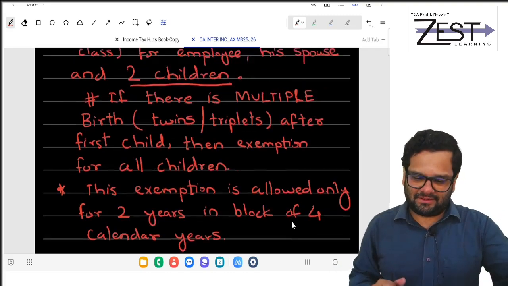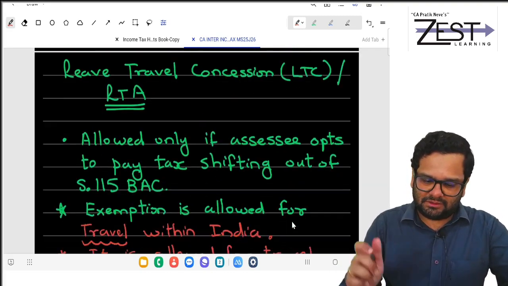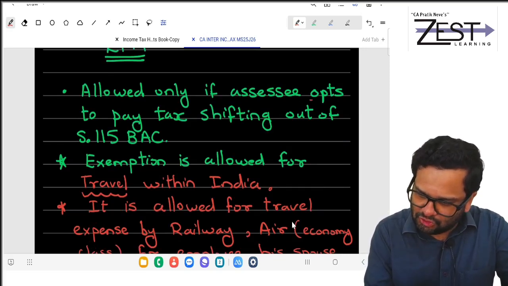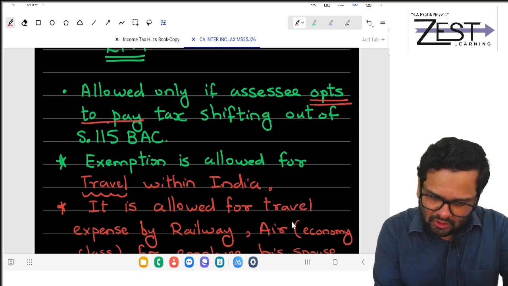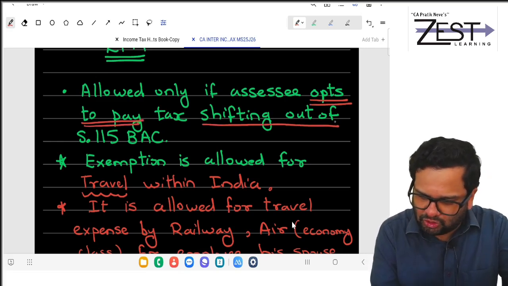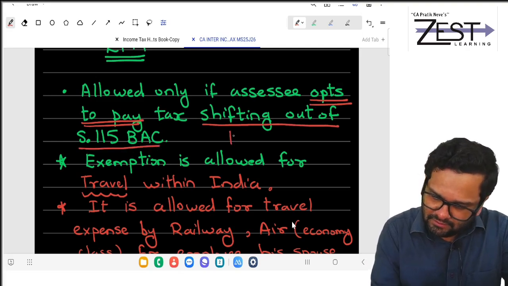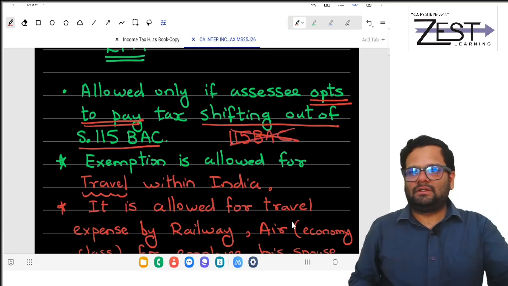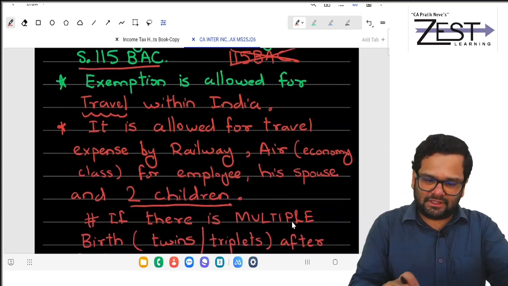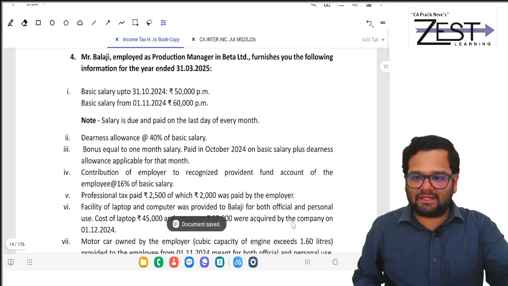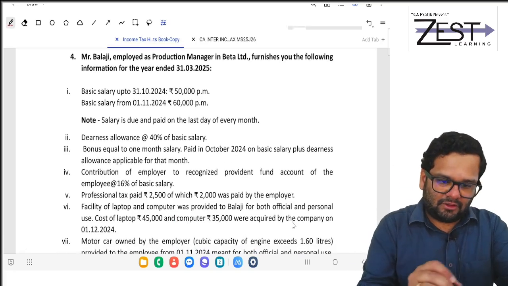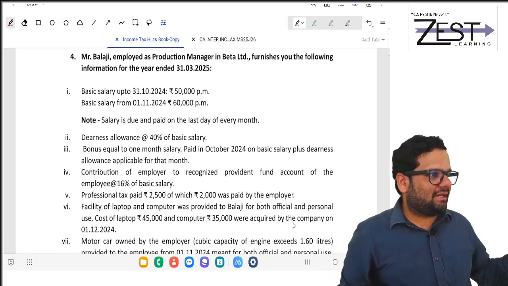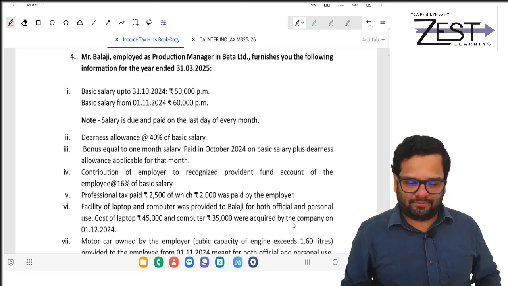Okay, let's see an example now. But you will remember this now. The assessee should opt to pay tax shifting out of 115BAC. Then only it is possible. Remember. See the example based on this. Last question for today. A lot of adjustments are there in this question, including this leave travel allowance adjustment.